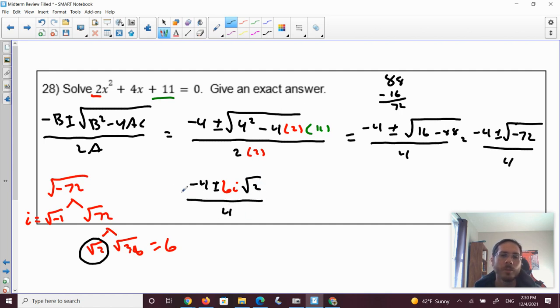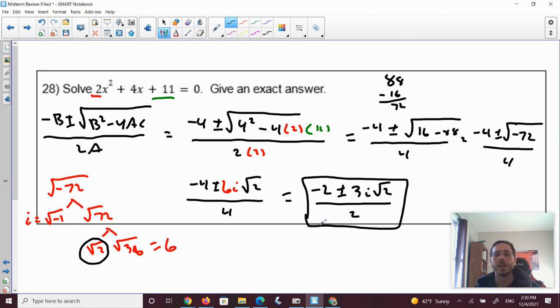all divided by 4. And I can simplify this even more because I can divide all of these outside numbers, all these outside coefficients, by 2. So negative 2 plus or minus 3i root 2 over 2. So again, we're going to divide everything by 2 in this expression. So this one we get to simplify a lot. Not only did we get to break down the square root, but we also got to divide everything because we could divide everything by 2.